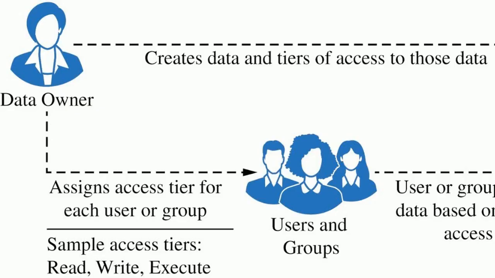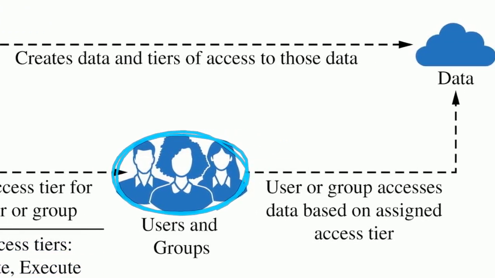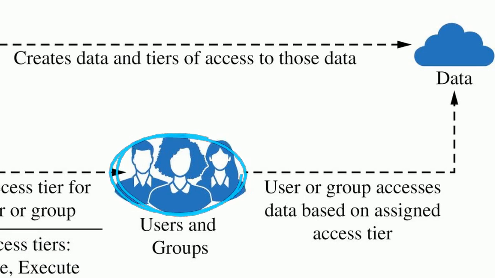This diagram shows role-based access control, or RBAC. Enforcing the principle of least privilege, a data owner assigns access tiers, like read, write, or execute. A standard teacher logging in receives a different tier than an IT administrator, preventing them from opening administrative files.